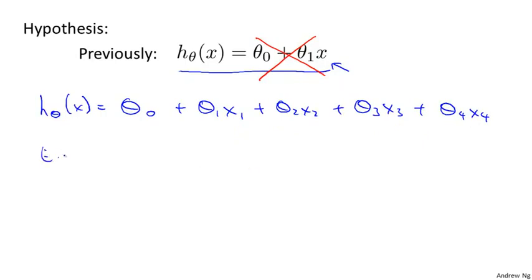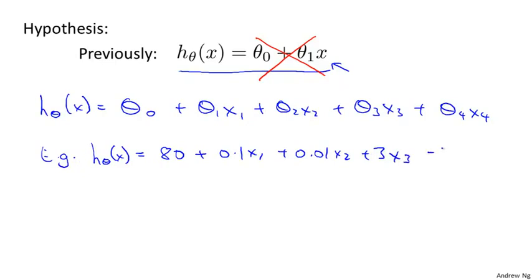Concretely, for a particular setting of our parameters, we may have h of x equals 80 plus 0.1 x1 plus 0.01 x2 plus 3x3 minus 2 x4. This would be one example of a hypothesis. And remember, our hypothesis is trying to predict the price of the house in thousands of dollars. This is saying that the base price of a house is maybe 80,000 plus another 0.1. So that's an extra $100 per square feet.